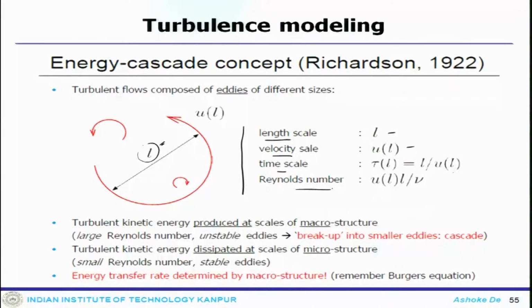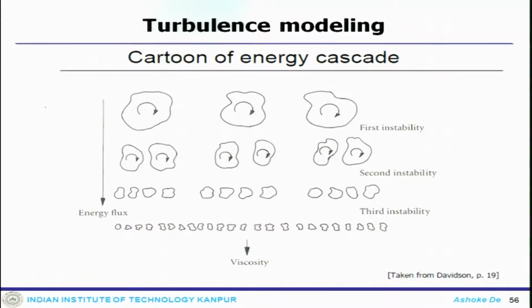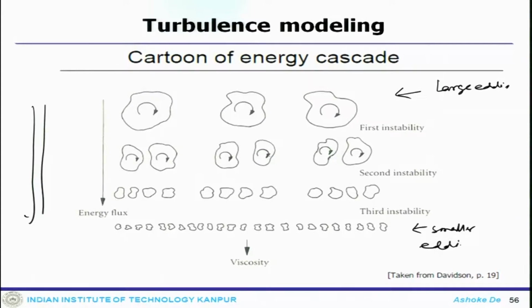So turbulent kinetic energy is essentially produced at the macro structure, then it breaks up into smaller eddies, then from smaller eddy to smaller eddy, and finally it dissipates. So the energy cascading process is like this: from large structures, the large eddies, energy goes down to the smaller eddies, and from there, through viscous dissipation, it dissipates. This is the energy cascading process from large scale to small scale.